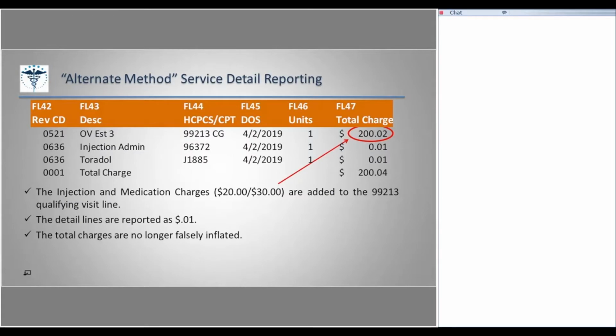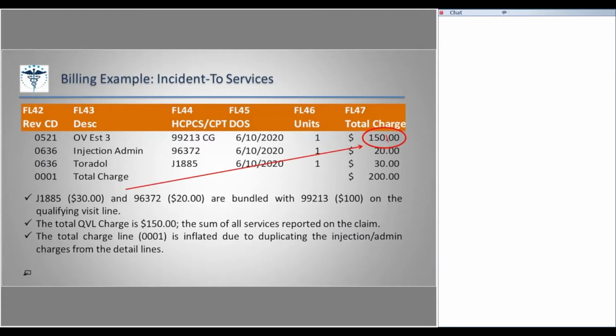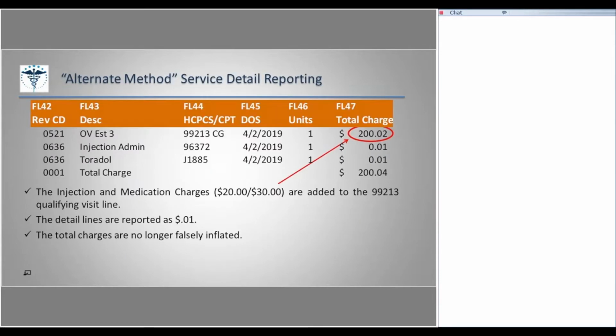Neither of these are required. Both of these are perfectly acceptable methods of doing this. So it just depends on your system and what your system is built to do.